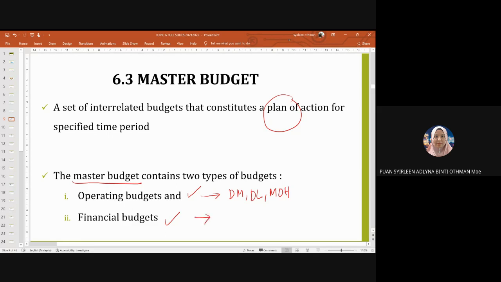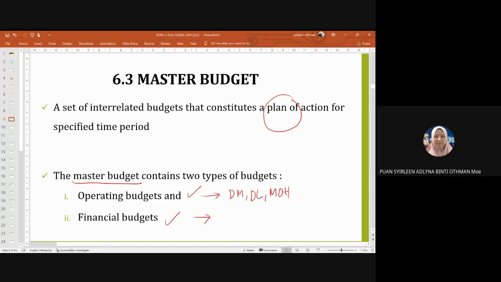So financial budget ni dia lebih kepada cash flows lah. Dia nak tengok how you project the cash flows for the coming manufacturing accounting period. Kita nak tengok berapa banyak sales masuk, and then berapa banyak bayaran perlu dibayar, and then what other expenses that you need to incurred during the sales. Okay, so how many cash balance you need to preserve in certain period of time.